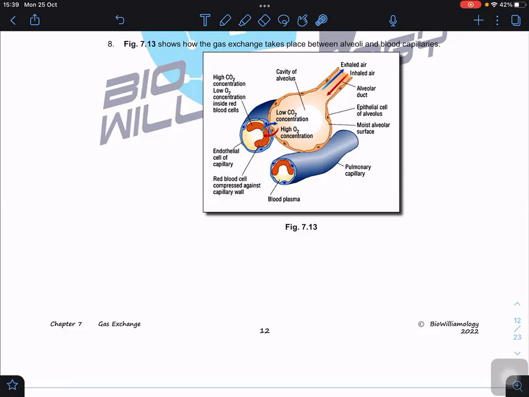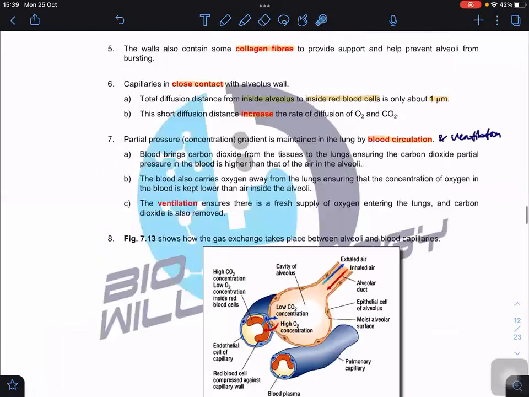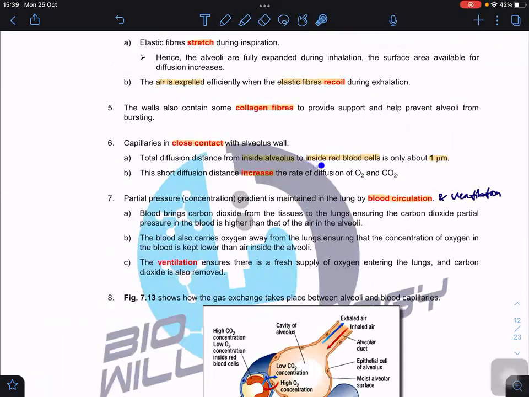Okay, so you can see that the red blood cell actually compresses against the capillary wall. The diameter of these red blood cells is roughly about 7 micrometers. So the distance from the edge of the red blood cell to the alveolus is about 1 micrometer only. So the idea here is not really inside the alveolus, but basically from the edge of the alveolus to the edge of the red blood cell. It's about 1 micrometer. Okay.